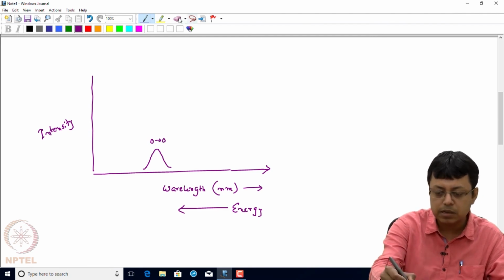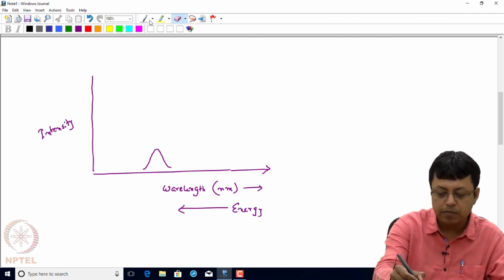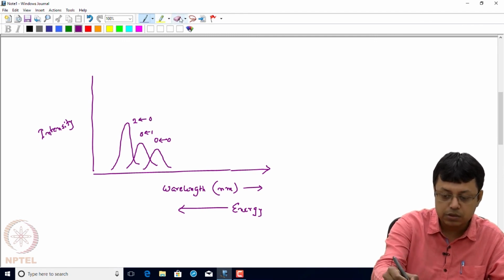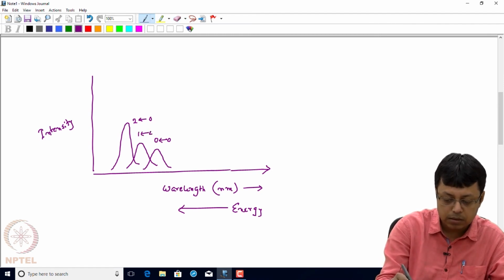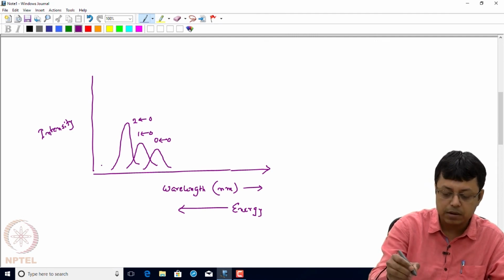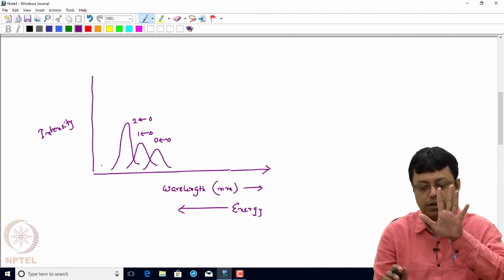Some textbooks actually write the final state first, so they write it like this, 0 0 transition, but the 0 0 transition will be weaker than, say, the 0 1 transition, and that will be weaker than, suppose the way I have drawn it, this one, which should be written like this, it will be 1 0. So this is the strongest transition. So the vibrational spectrum will look like a structured spectrum overall.